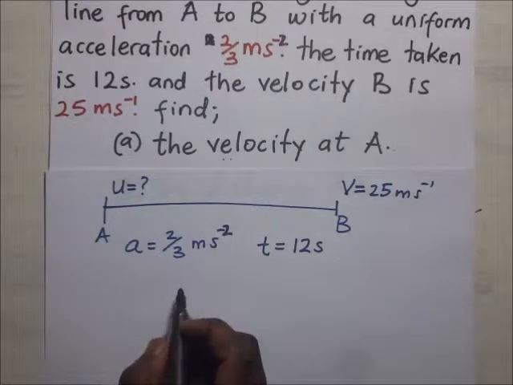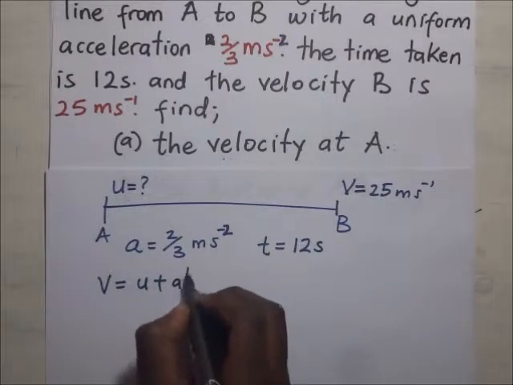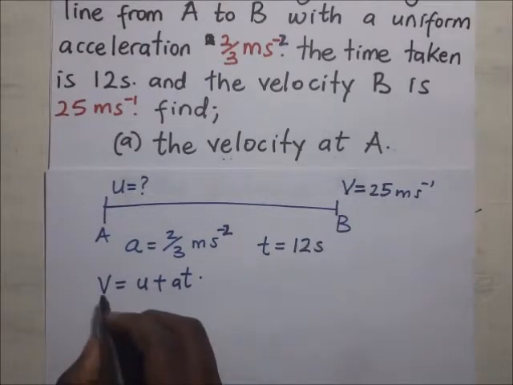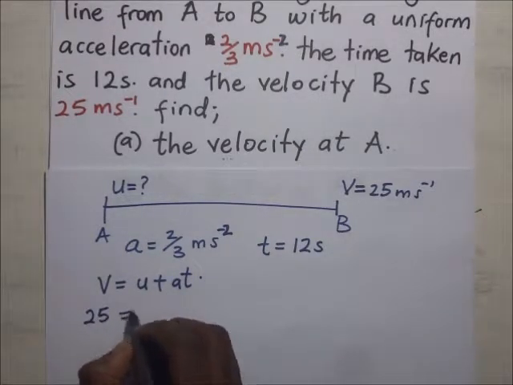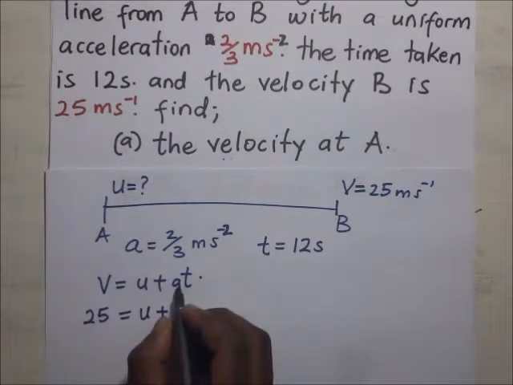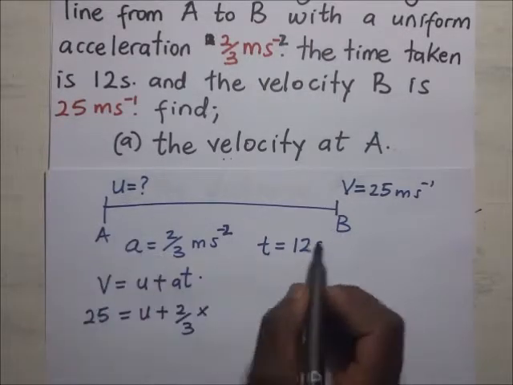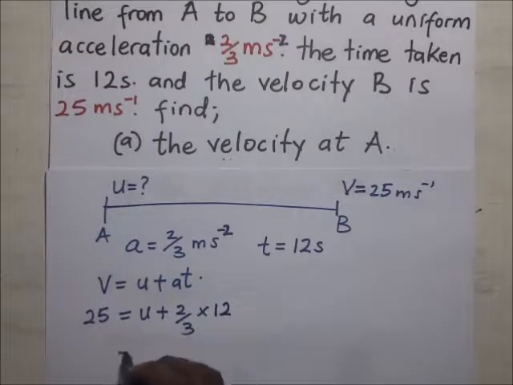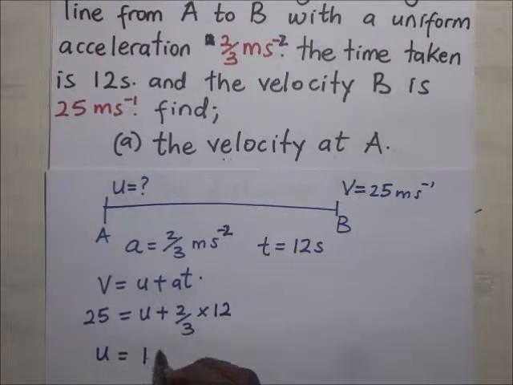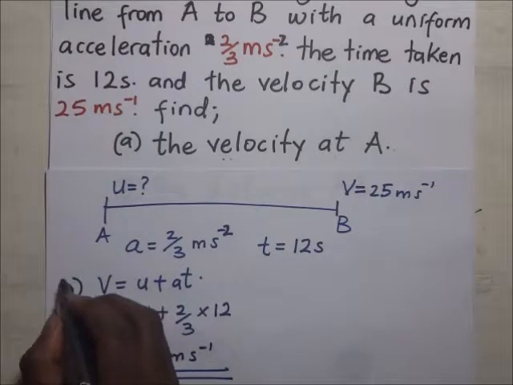So to find the velocity at A, we shall use the first equation of motion. V is equal to U plus AT. We have our final velocity as 25 meters per second. So 25 is going to be equal to the initial velocity U, which we are looking for, plus the acceleration, which is 2/3, times the time taken from A to B, which is 12 seconds. And definitely when we make U the subject of the formula, we shall end up with our answer as 17 meters per second. That's our initial velocity, and that's part A answered.